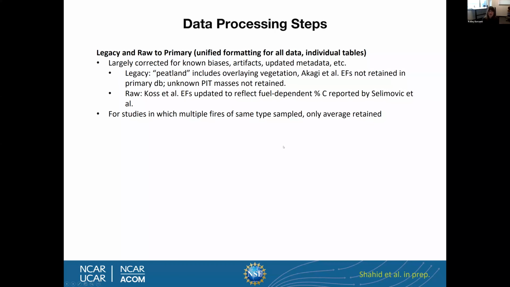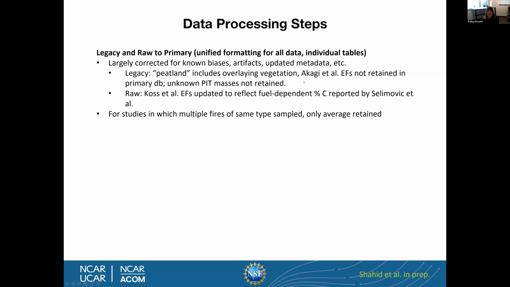Okay, so a little bit about the data processing. In the legacy and raw databases, all of the data are as they appeared in the source publication. When we moved to the primary database, we unified the formatting, but we also did some data correction steps. I would say that we corrected for known biases or artifacts and updated metadata, and a couple examples of that are here. In the Akagi paper, there was a peatland category. We did not include the peatland data with peat. This includes the overlaying vegetation, so we took that out, as that's really a combined measurement and not just peat.